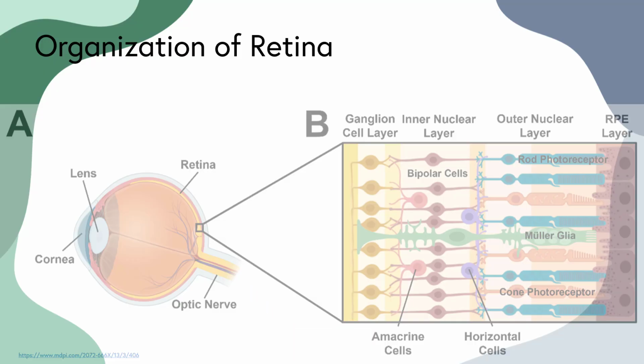Also, in between the cone and rod cells and the ganglion and bipolar cells, there are two other types of cells. One is called the horizontal cells, and the other is called the amacrine cells. They are like glial cells in the brain. They help to maintain the surrounding environment within the eye.